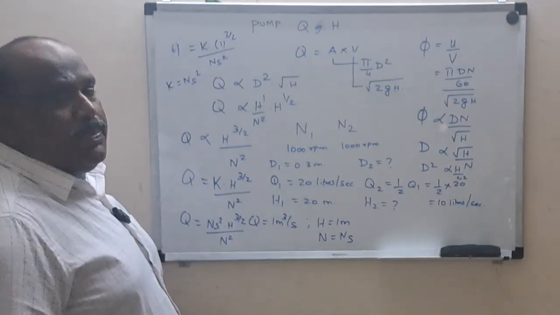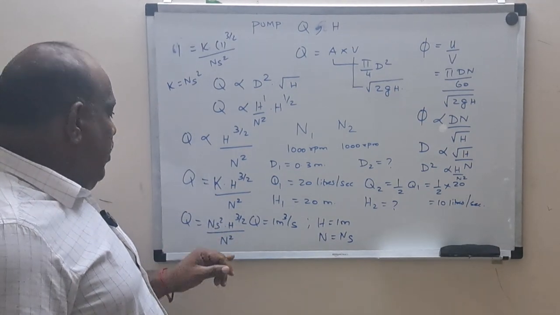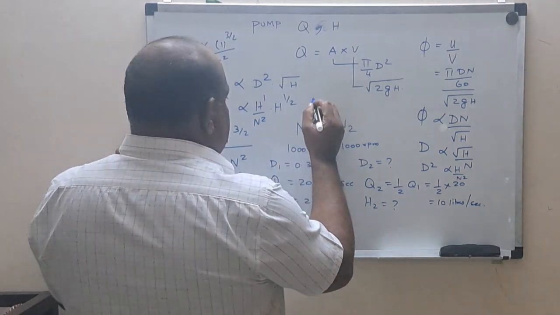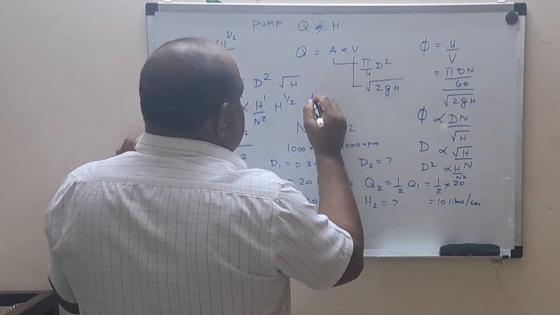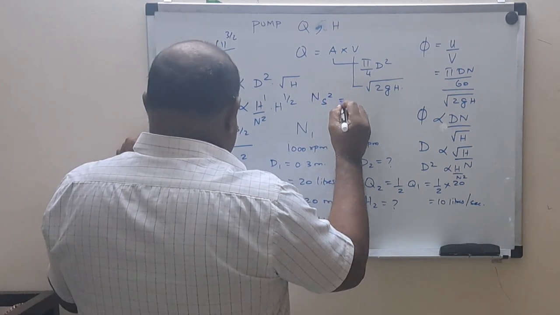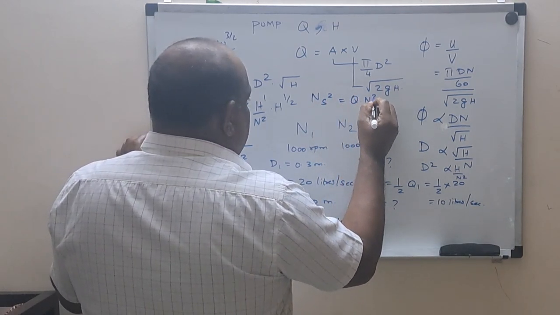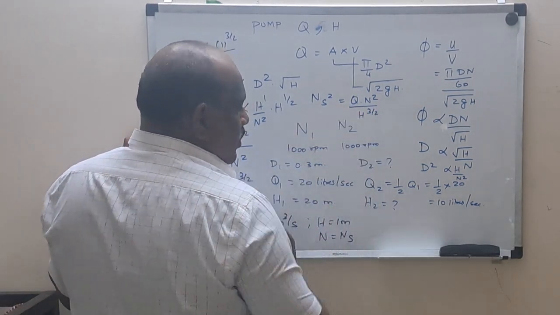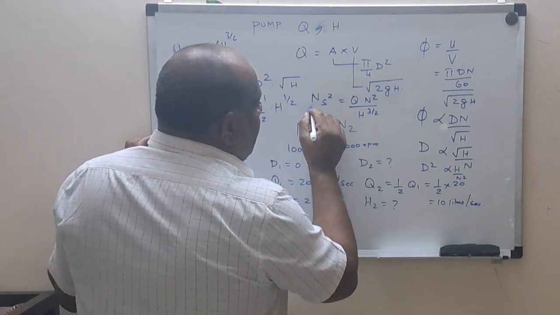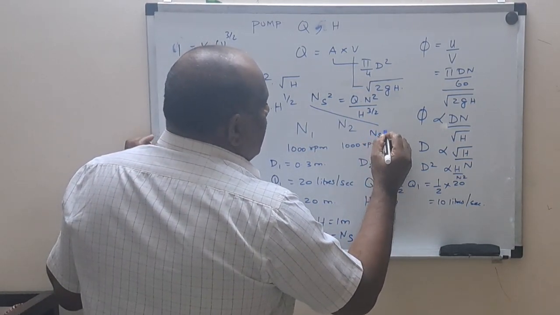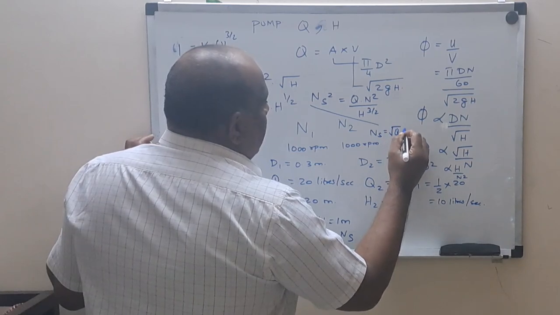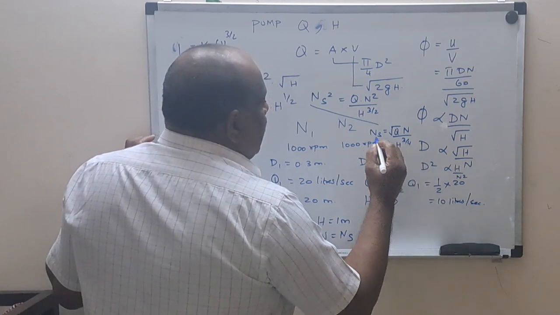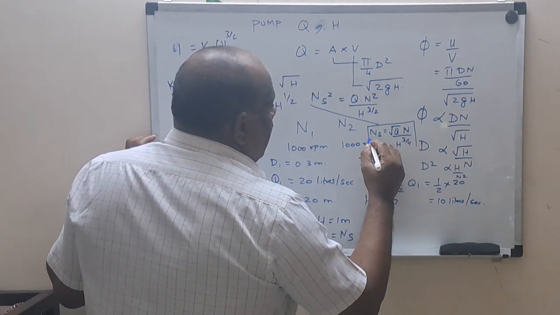Here Ns is called the specific speed, and H is the head. From this equation I can get what Ns is. Ns squared will be equal to Q into N squared, I am just cross multiplying by H power 3 by 2. If I take the square root of this term, it becomes Ns. So it becomes square root of Q, N squared will become N, and H power 3 by 2 will become H power 3 by 4. When I am taking the square root, I will get it like this.